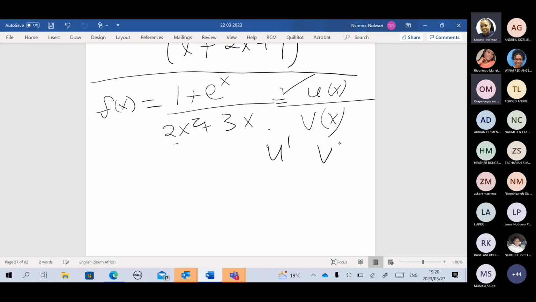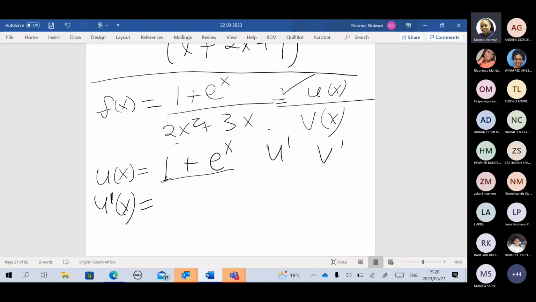If u at x is equal to 1 plus e to the power x, we need to find u prime at x, right? We differentiate this and then we differentiate this, right? The derivative of 1, which is a constant, is 0, right? But the derivative of e to the power x is e to the power x, meaning we have 0 plus e to the power x, which is e to the power x. This is your u prime.